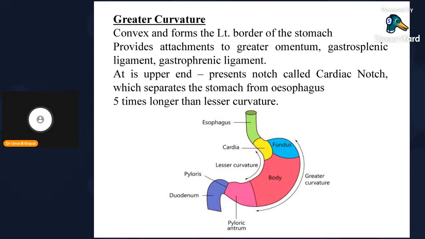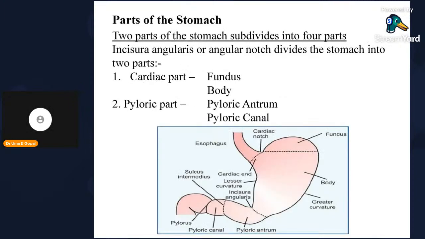At its upper end, it presents a notch called the cardiac notch, which separates the stomach from the esophagus. It is 5 centimeters longer than the lesser curvature. See, this is the notch here between the fundus and the left border of the esophagus.